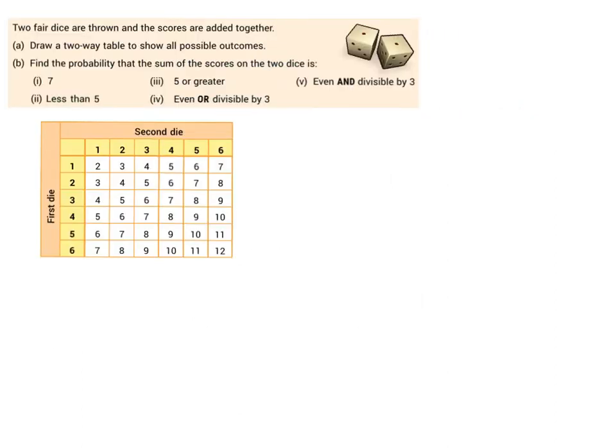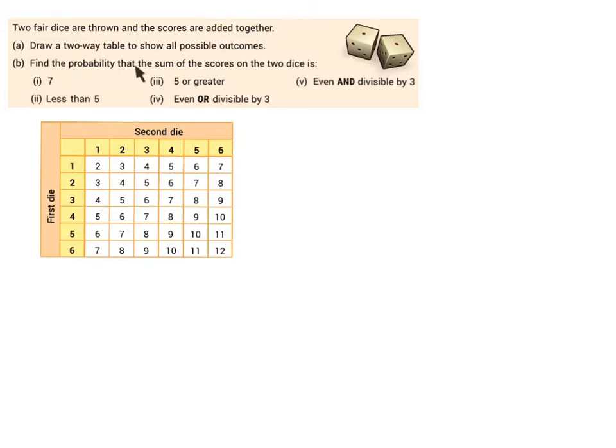So let's have a look at this question. 2 fair dice are thrown together and the scores are added together. And in part A, we're asked to draw the two-way table. So here it is done for us. This is the first dice and all of the outcomes that it has, and here's the second dice. So when they said the results are added together, basically if the first throw is a 1 and the second throw is a 1, then the outcome is 2. If the first throw is a 2 and the second throw is a 2, the outcome is 4, and so on. Okay, so you're adding the outcomes of the dice being thrown.